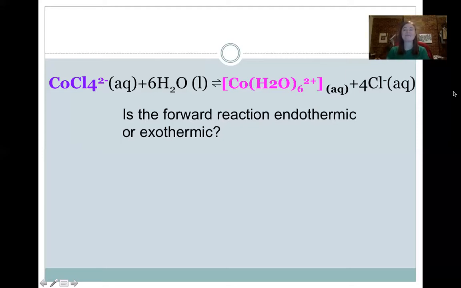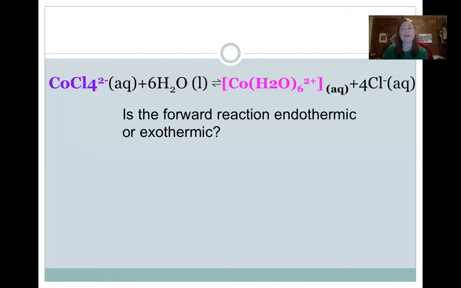Now, if heat is on the right of the equation, the forward reaction as written must be exothermic, because the forward reaction is producing heat. A bunch of folks in their responses said something along the lines of, the reaction must be endothermic because it's absorbing heat. It's true that what you saw in the video was absorbing heat. What was physically happening was that the system was absorbing heat.